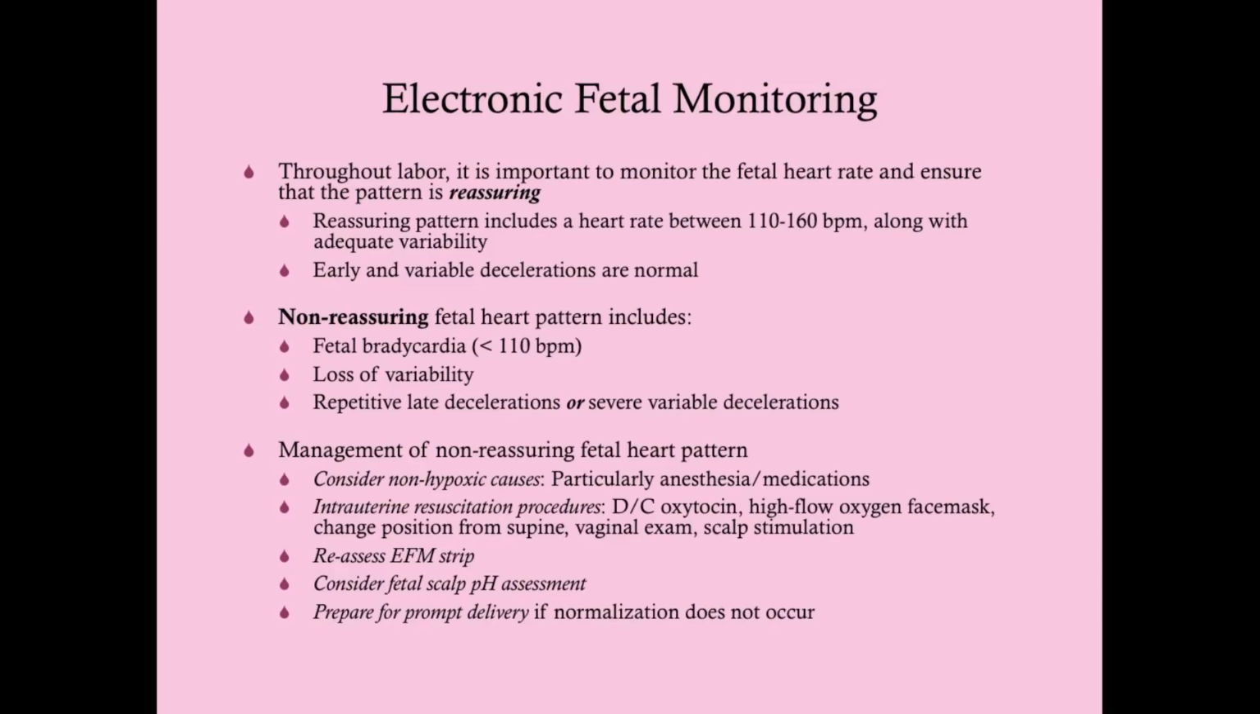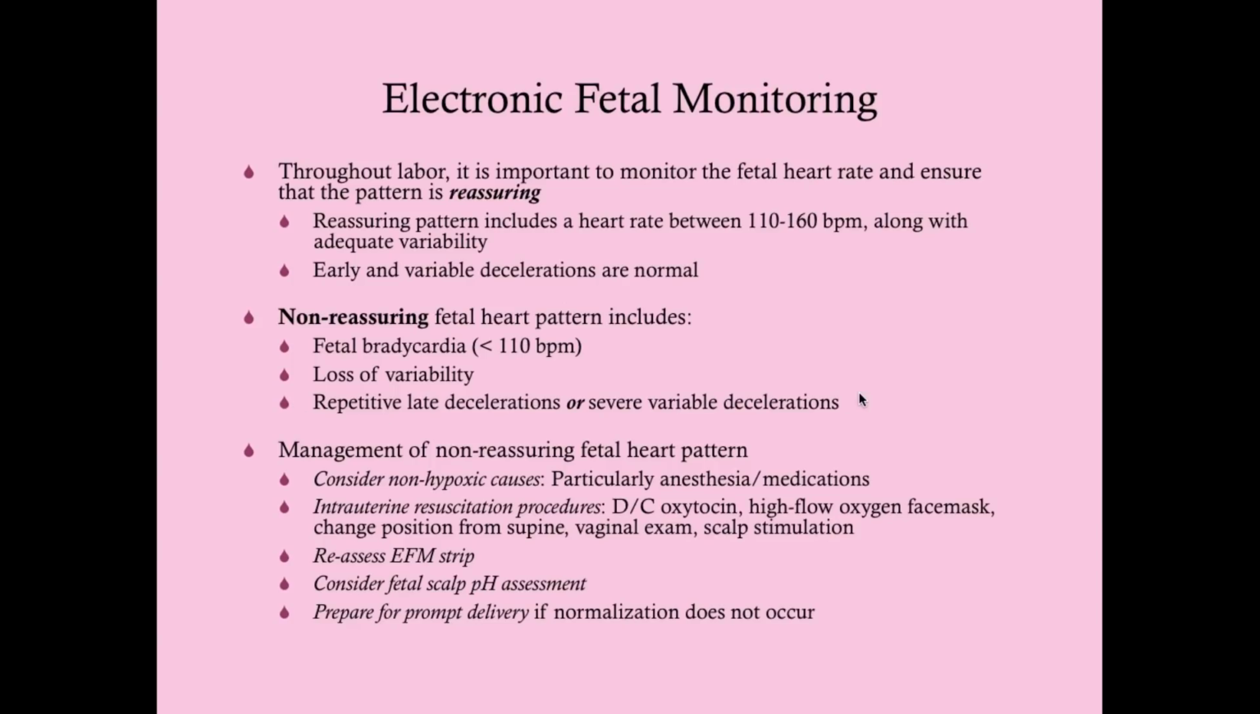So throughout labor, it's very important to monitor the fetal heart rate and ensure that the pattern is, quote-unquote, reassuring. Remember, the reassuring pattern includes a fetal heart rate between 110 to 160, along with adequate, moderate variability. Early and variable decelerations are normal, but severe variable decelerations and late decelerations are not normal. They're non-reassuring. Non-reassuring fetal heart pattern includes fetal bradycardia. Tachycardia, if it's very slight, is not so much a big deal. If it gets beyond 170, 180, it's a much bigger problem. If there's a loss of variability, as we saw in some of those strips, or if there's repetitive late decelerations or severe variable decelerations, that's a big, big problem.